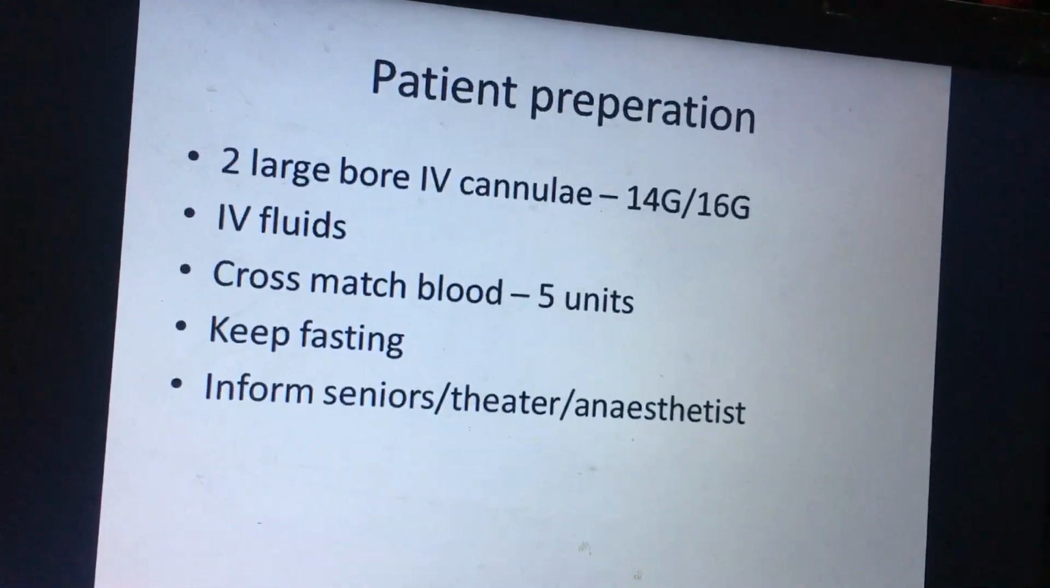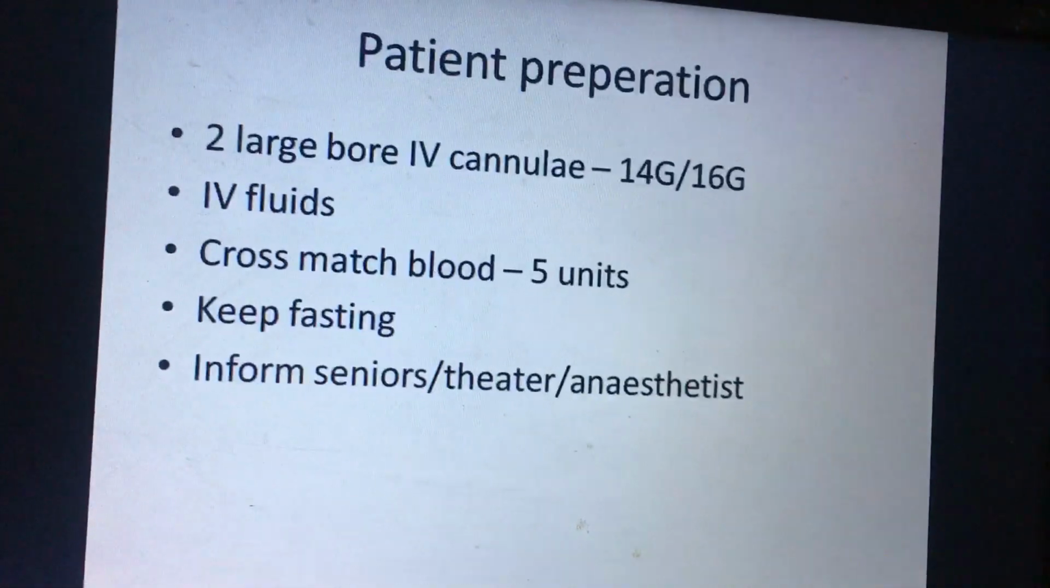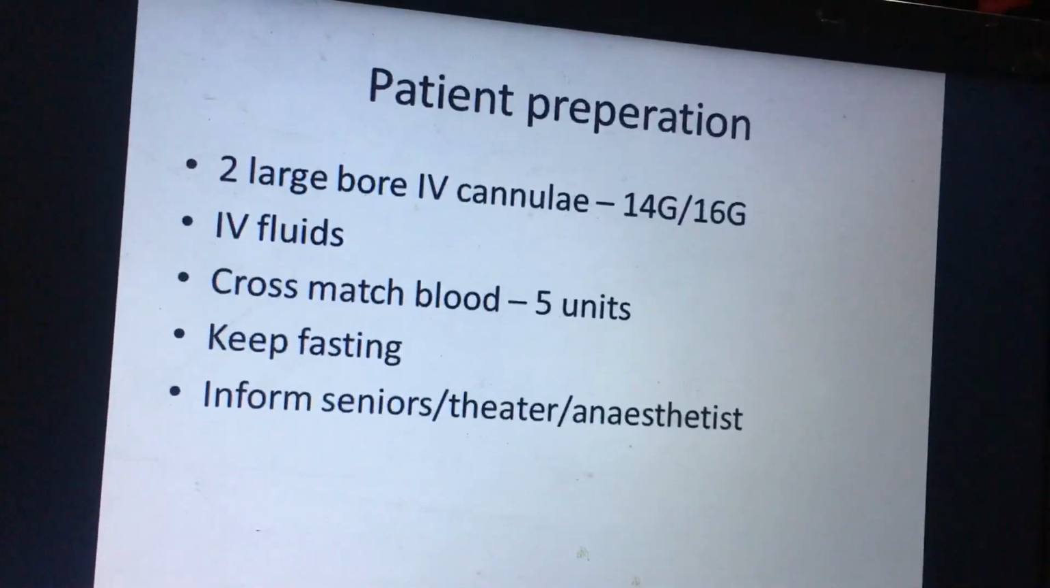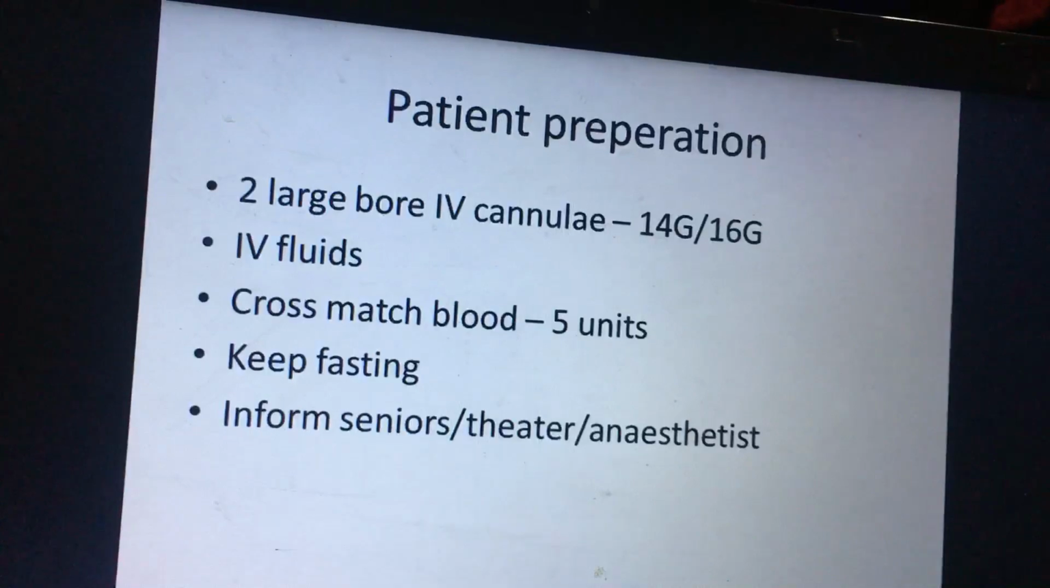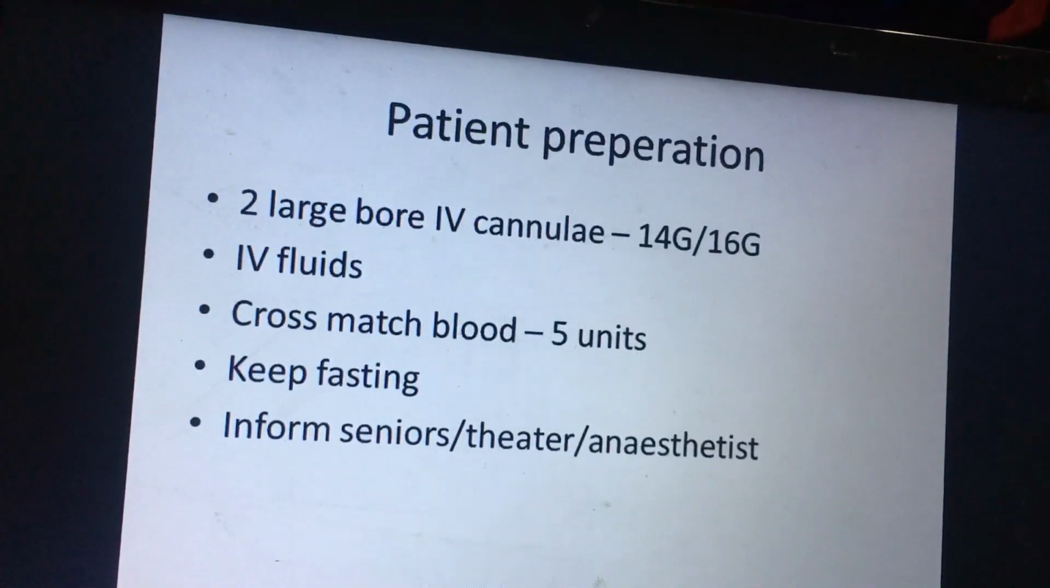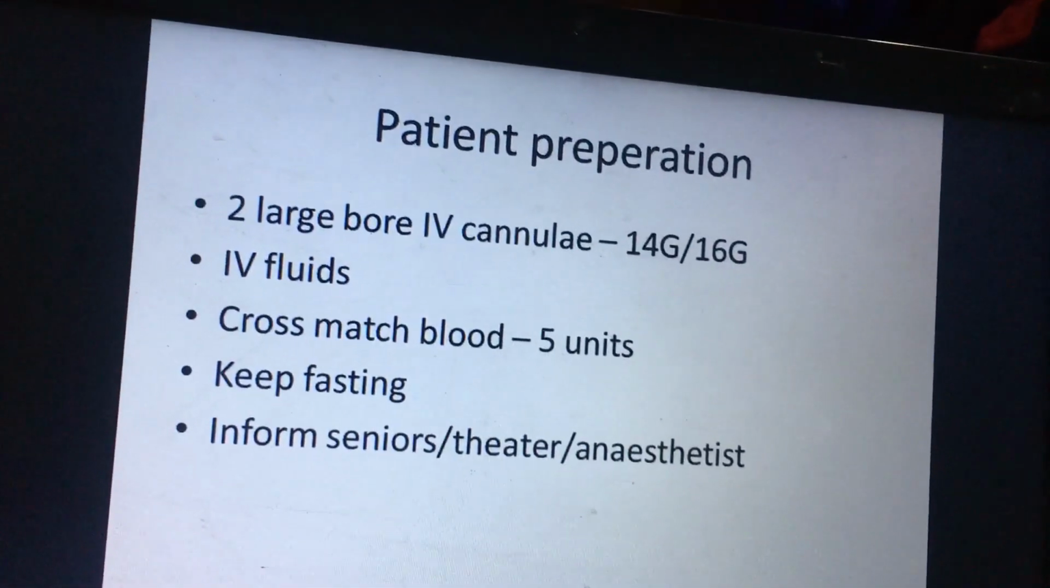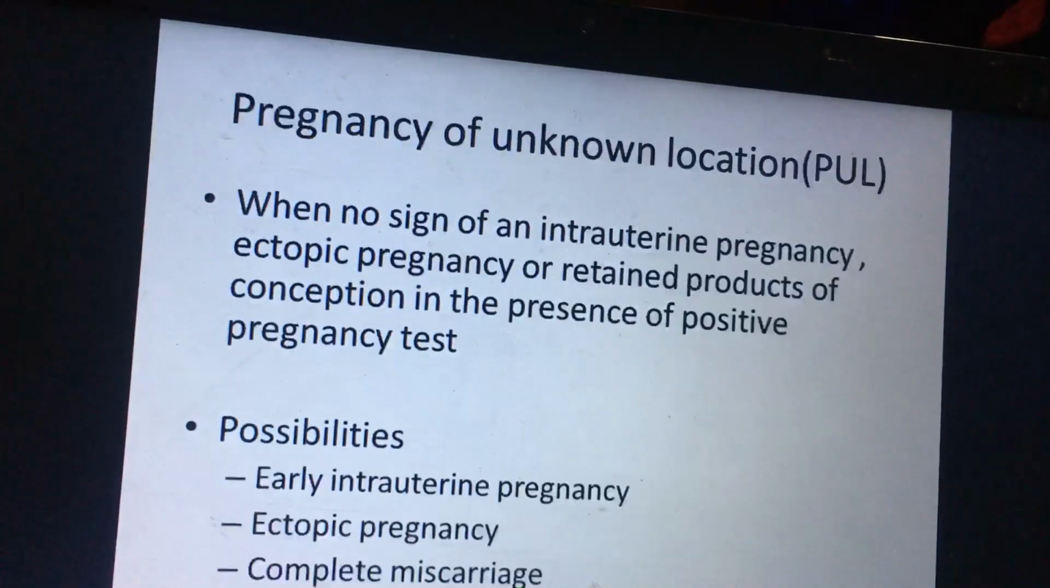Patient preparation: two large bore IV cannulas inserted, either 14 gauge or 16 gauge. IV fluids will be given, and you have to cross match 5 units of blood. The patient would be kept fasting for 8 to 10 hours, and inform seniors and theatre anesthetists.